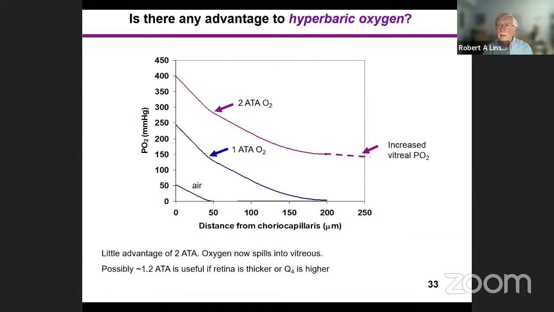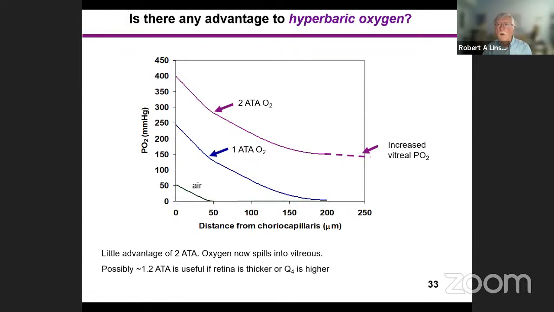So under that condition, suppose you try to oxygenate the vitreous. If you're breathing at 2 atmospheres of oxygen and get the PO2 in the choroid way up, then what you're going to find is spillover into the vitreous. And maybe you can oxygenate the vitreous well enough that after you turn off the oxygen, oxygen will diffuse back into the retina from the vitreous.